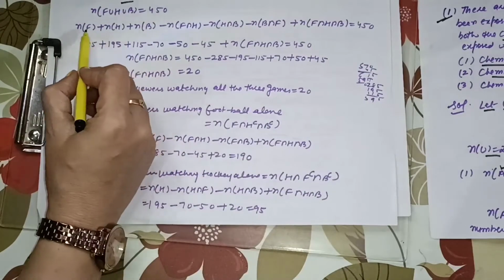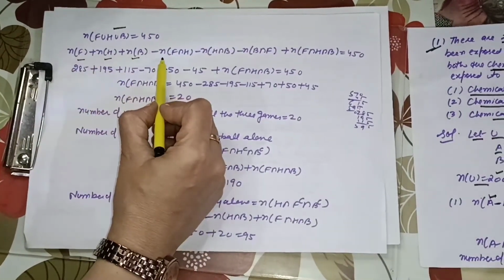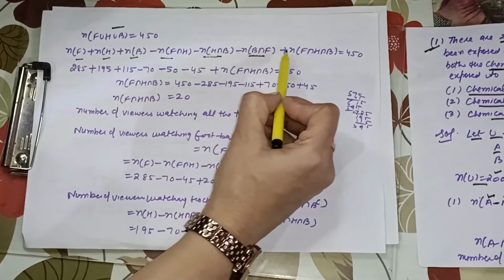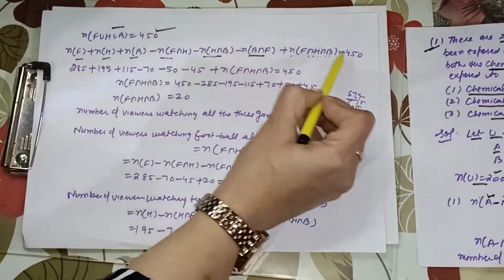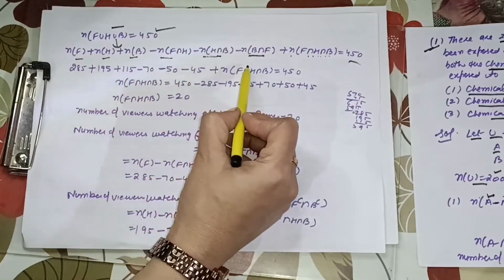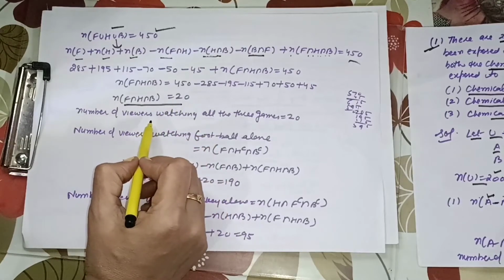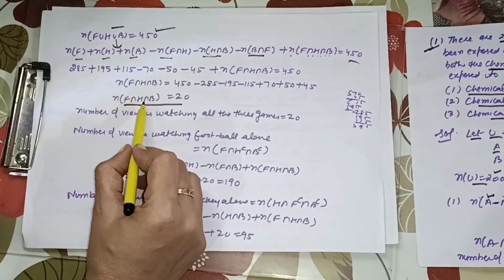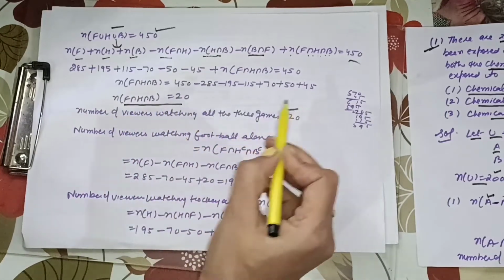There are various formulas. This is the three set formula: n(F) plus n(H) plus n(B) minus n(F intersection H), minus n(H intersection B), minus n(B intersection F), plus n(F intersection H intersection B) is equal to 450, which is given. Substituting the values here, I am getting 20 persons who watch football, hockey and basketball. So the number of viewers watching all the three games is 20.